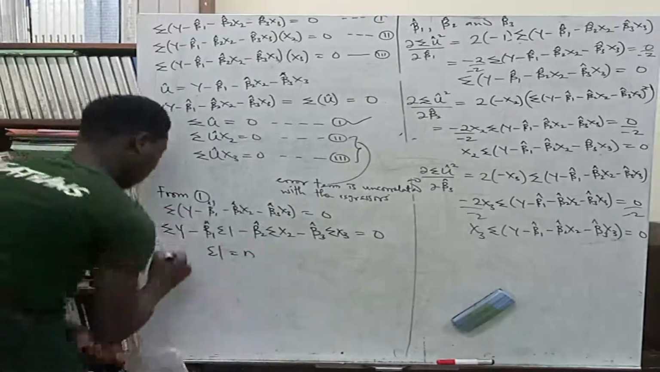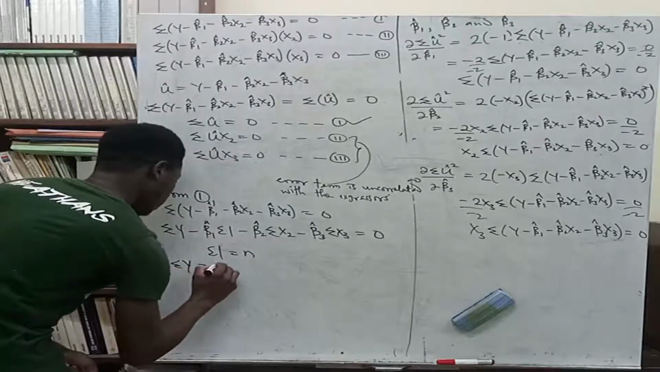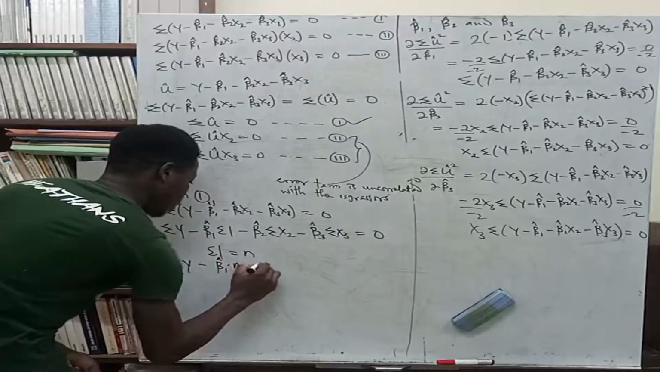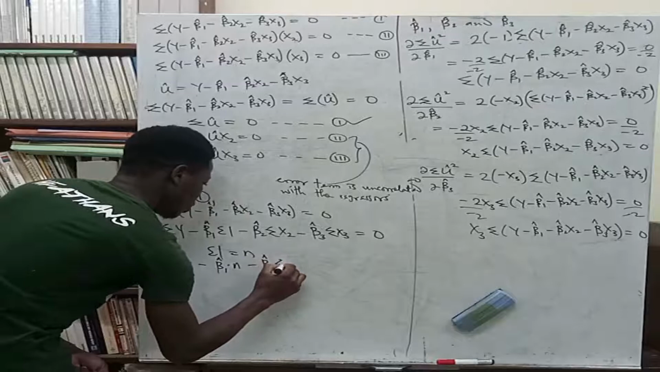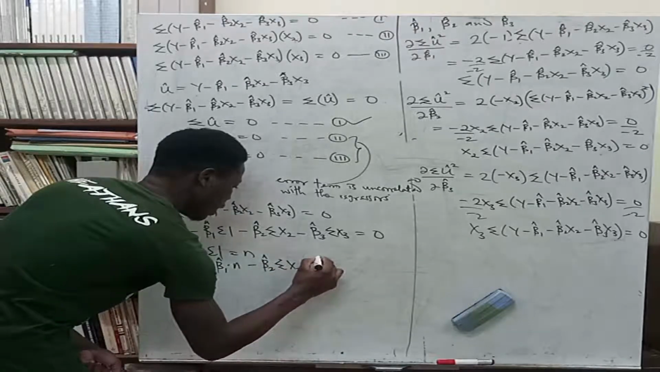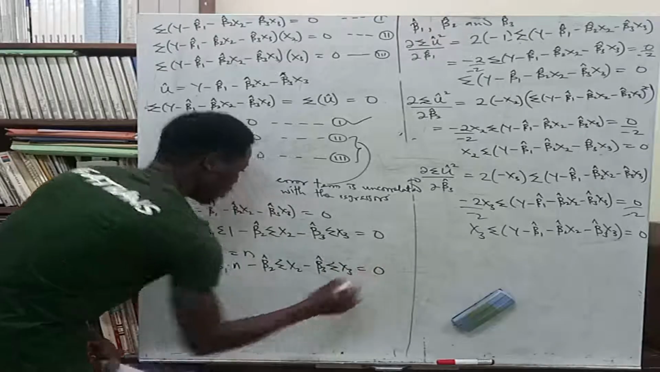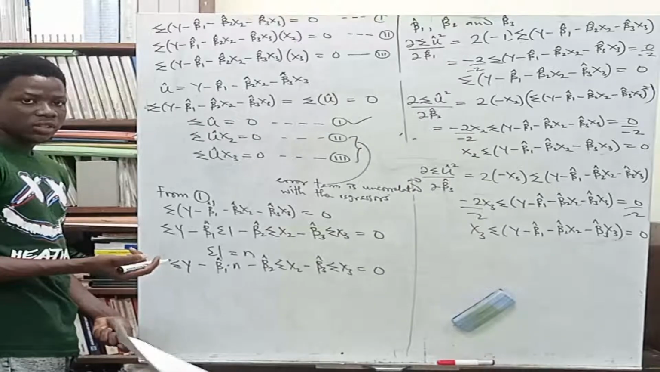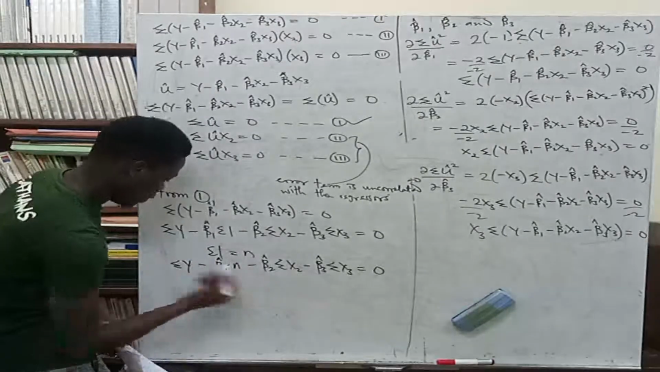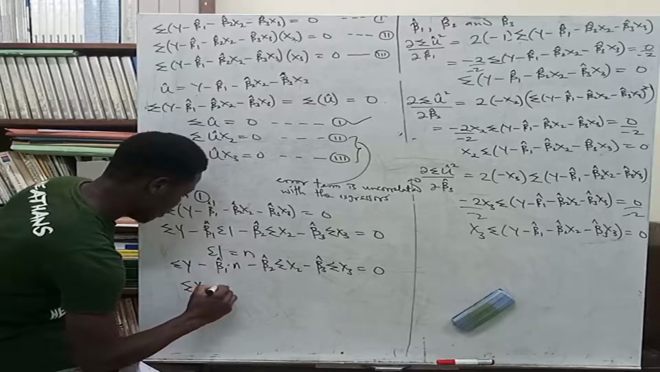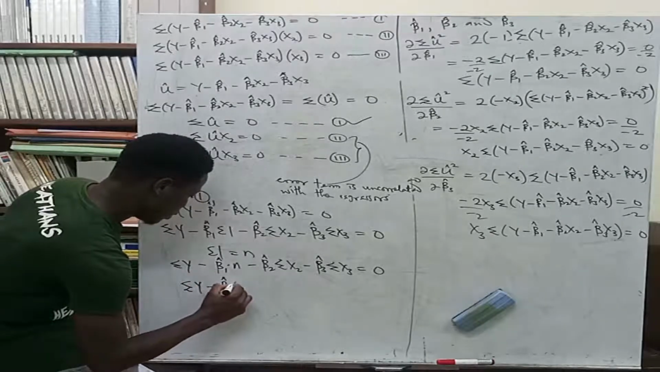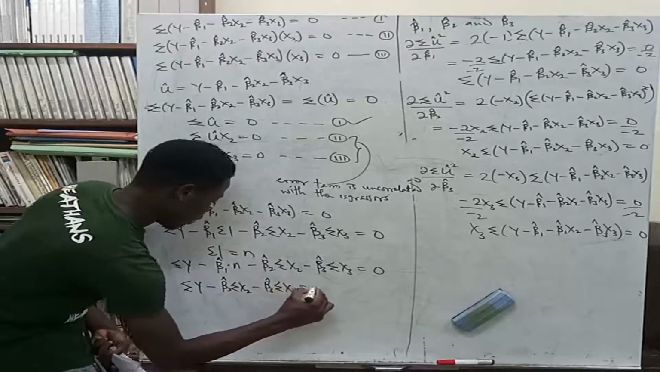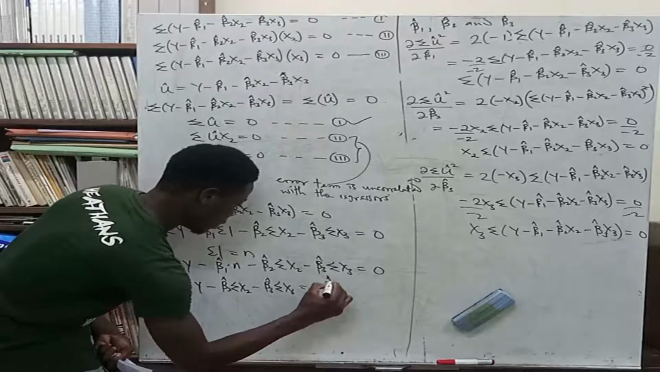So how do we do that? We replace it by summation y minus beta 1 times n minus beta 2 summation x2 minus beta 3 summation x3 equals 0. Our aim is to make beta 1 the subject of the formula. So what do we do? We take it to the other side. We have summation y minus beta 2 summation x2 minus beta 3 summation x3 equals n beta 1. So divide both sides.